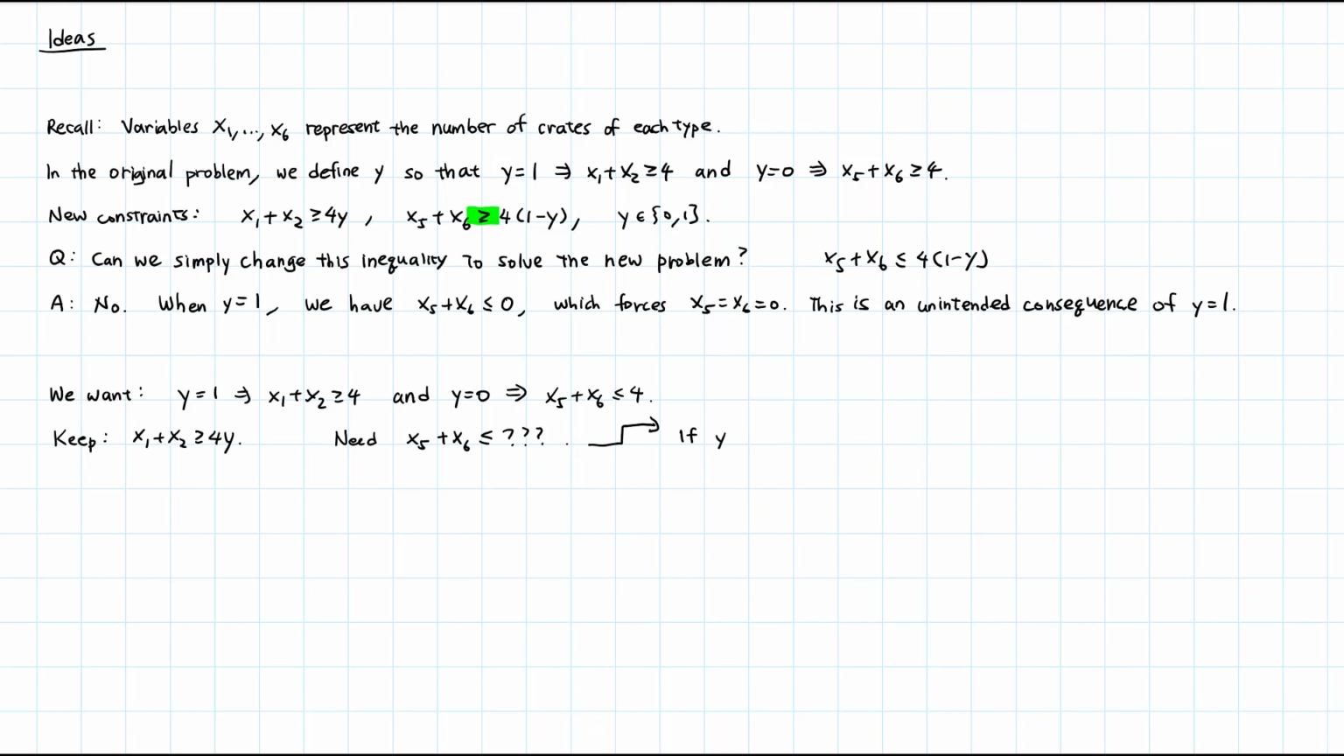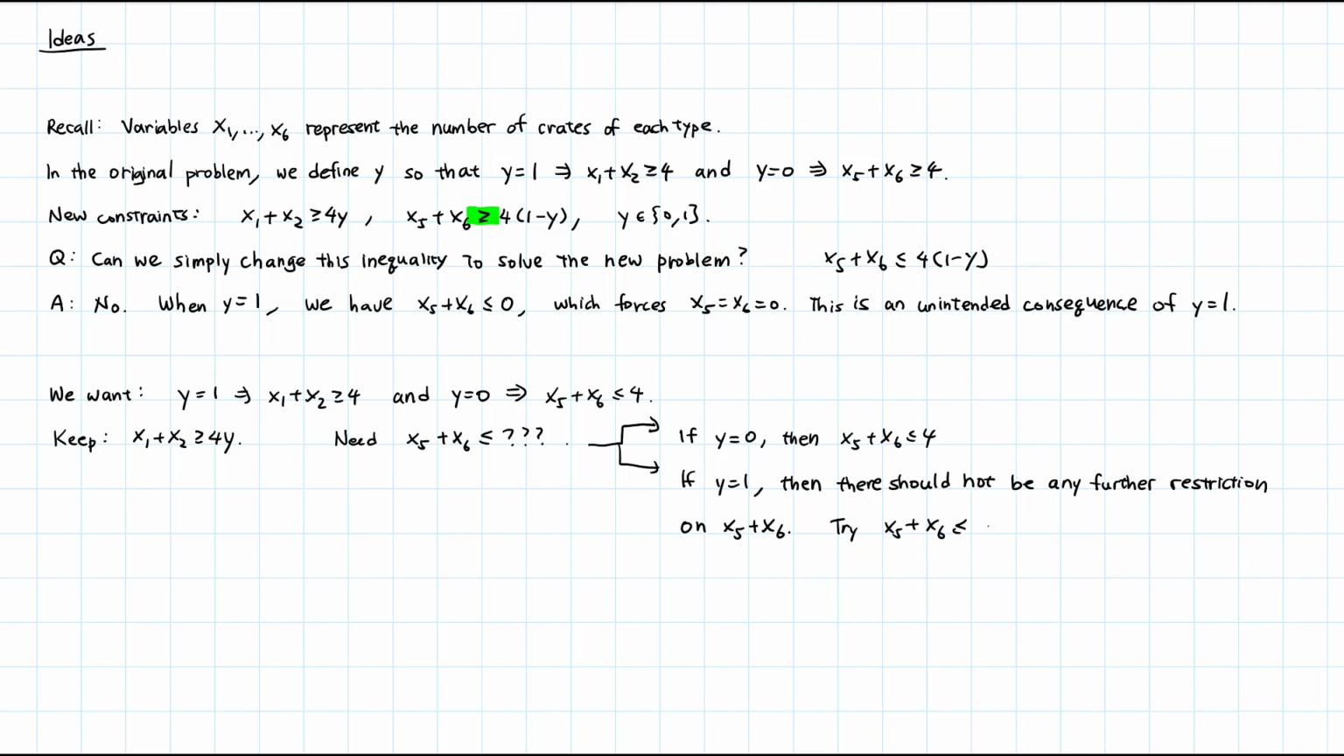Well, if y is equal to 0, then we want this upper bound to be 4. But if y is equal to 1, then there should not be any further restriction on x5 plus x6. So one way to avoid any restriction here is to try x5 plus x6 is less or equal to a very large number. But how large should this number be? It should be large enough so that any feasible solution is not eliminated by this number.